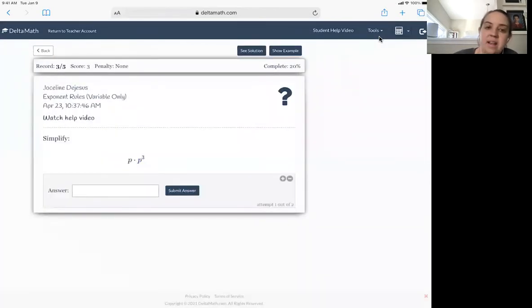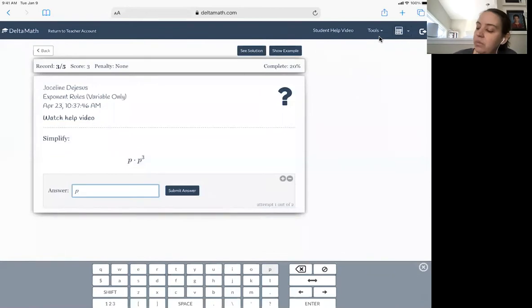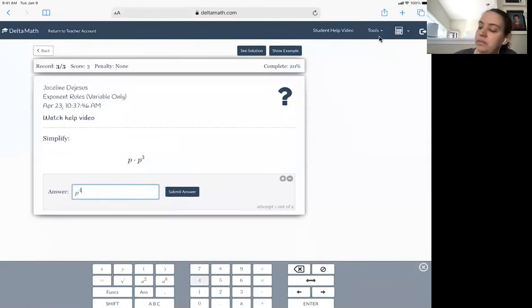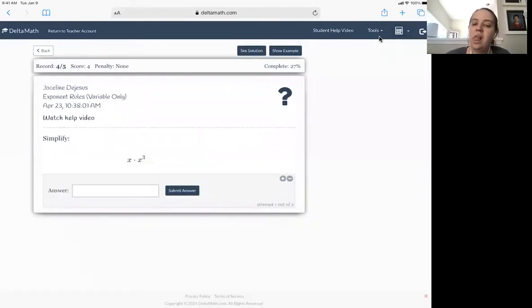Next problem, and again, that p in the beginning has an invisible 1. So I add the 1 plus 3 and I get 4. So this is p raised to the 4th power. Okay, good. And we can go through and read all the explanations for that.